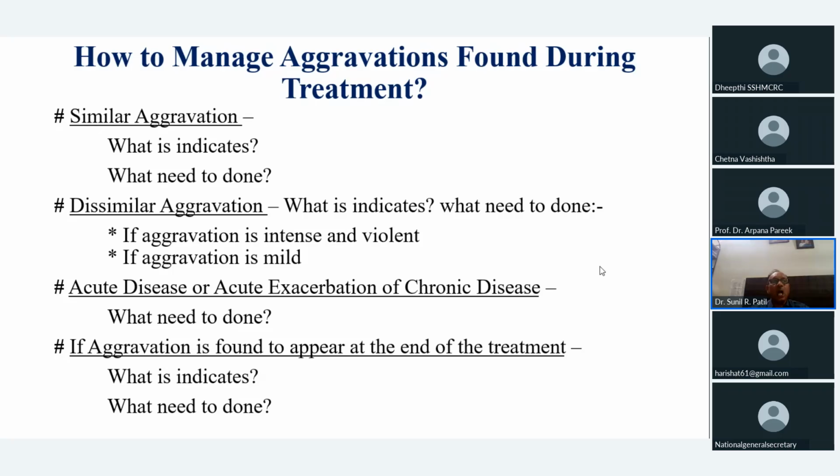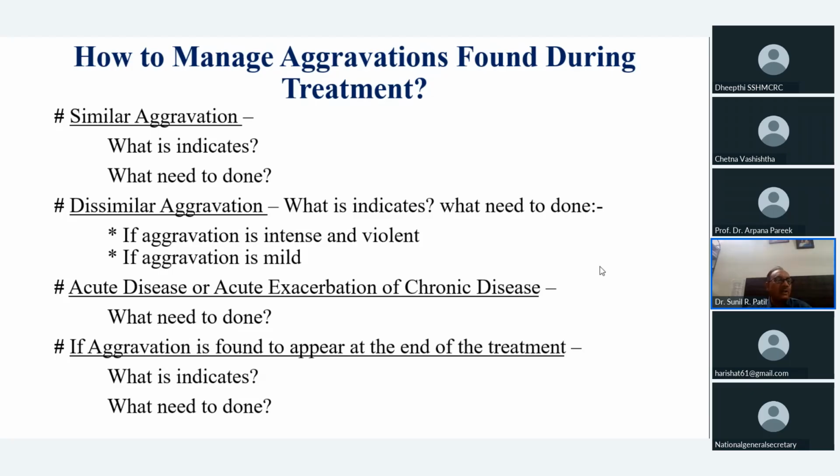Okay. Here, how to manage the aggravation found during the treatment. When a similar aggravation occurs, or a dissimilar aggravation occurs, or an acute disease or acute exacerbation of a chronic disease, what needs to be done here? If the aggravation appears during the treatment, what is the indication and what needs to be done? Firstly, you see the similar aggravation. What is the indication here?